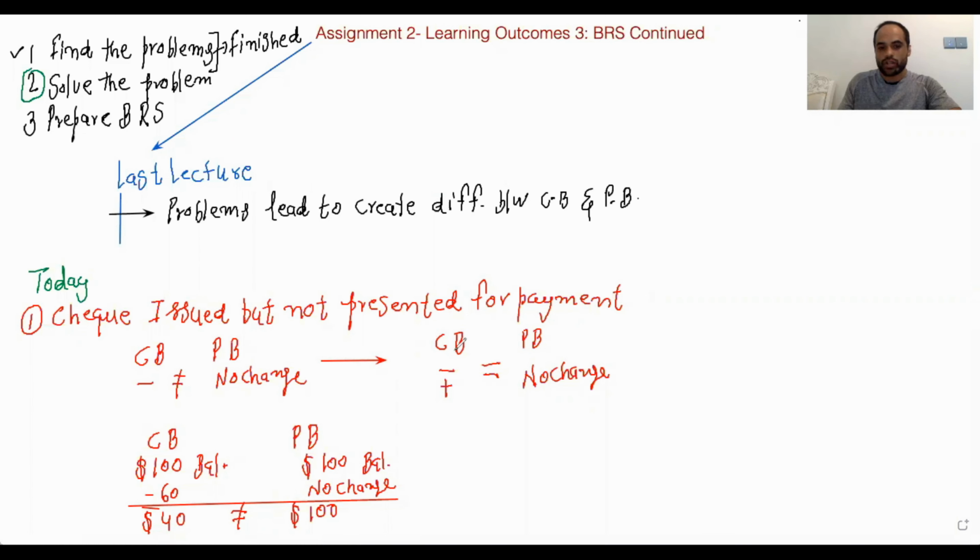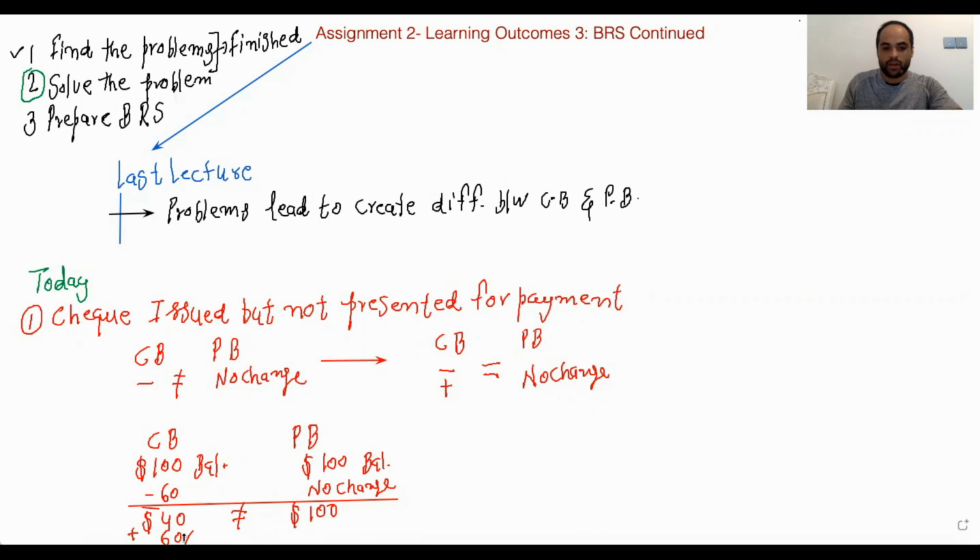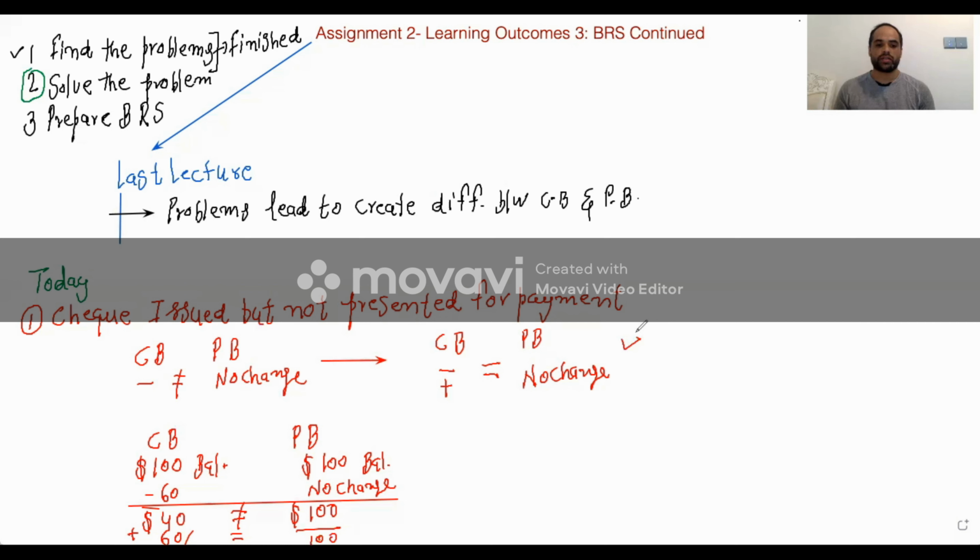Now, what is the solution? The solution is you will add $60 back to your accounts. So 40 plus 60, 100. As a result, this amount becomes 100, which equals 100. So now the balance is equal. So this is the solution. That's the meaning of solution, problem and solution for your first time difference.